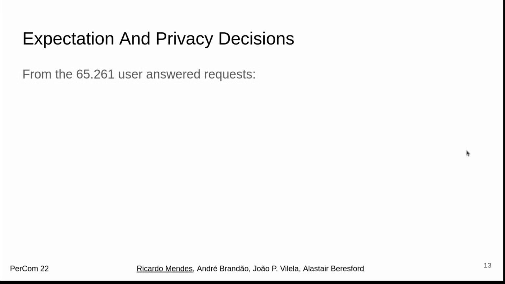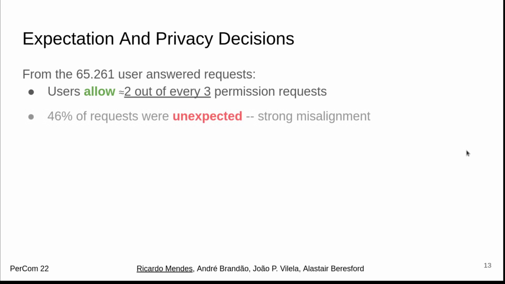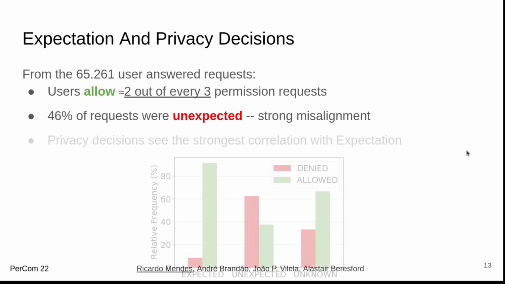From the 65,000 user answered requests, we've seen that users allow approximately 2 out of every 3 permission requests. We've seen that 46% of requests were unexpected, and this shows a strong misalignment between app practices and the expectations of our users.